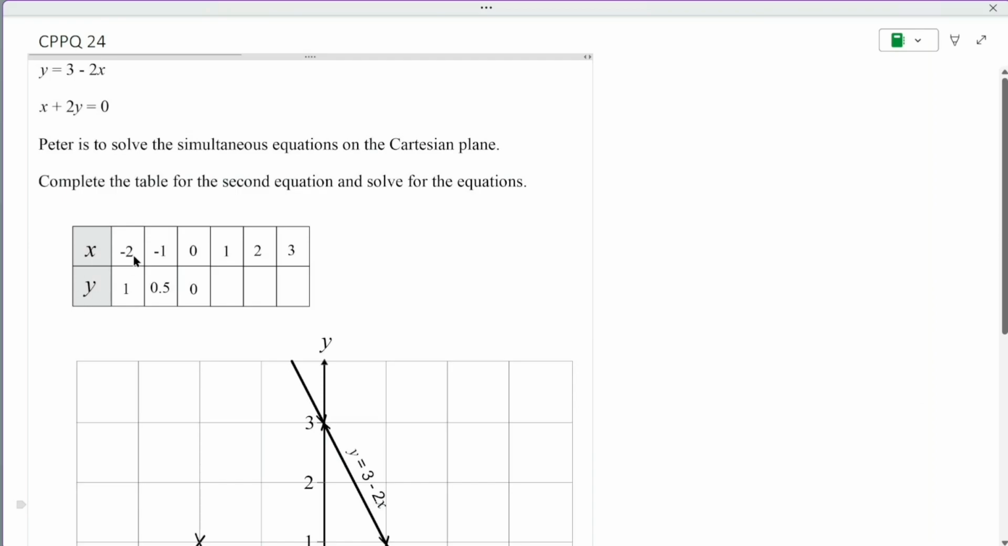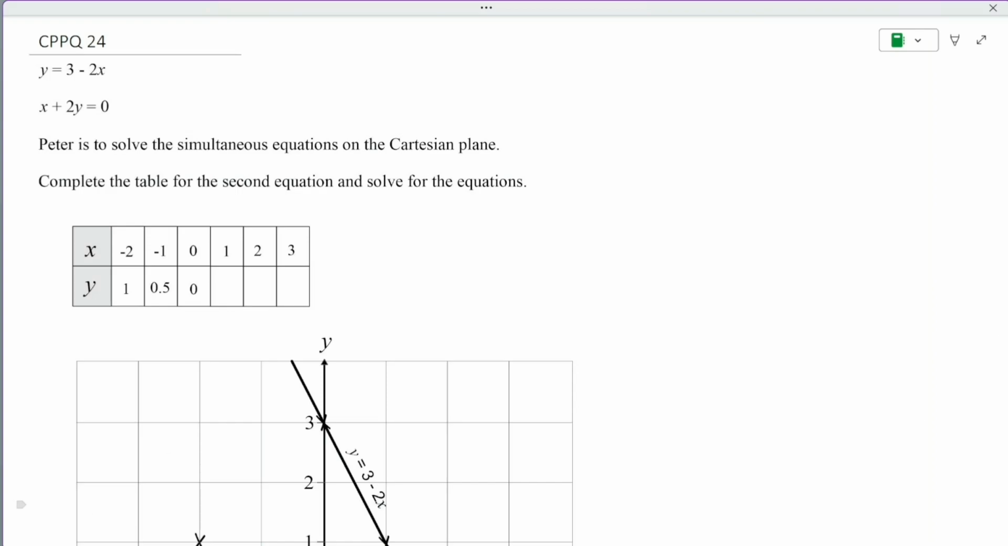It says when x is minus 2, y is 1. When x is minus 1, y is 0.5, that's also half. When x is 0, y is 0. We now have to do when x is 1, what's y? When x is 2, what's y? And when x is 3, what's y? Let's start with that first.